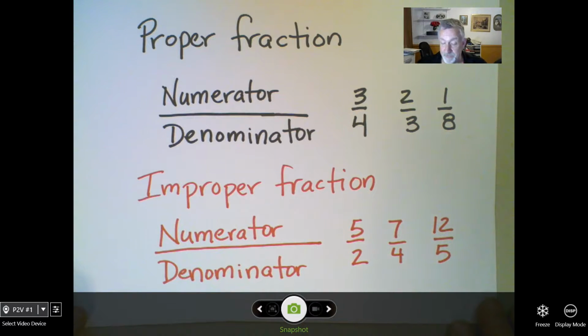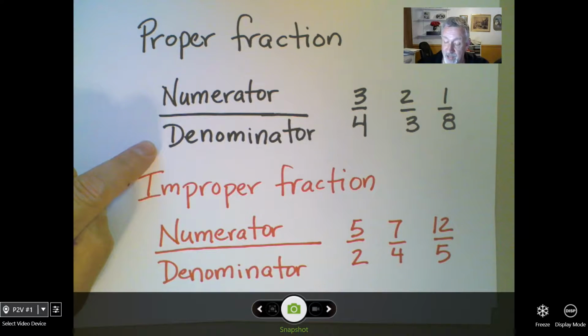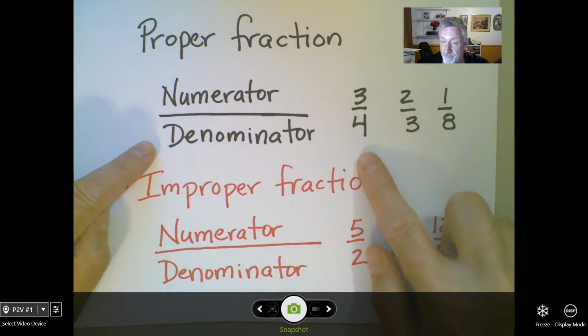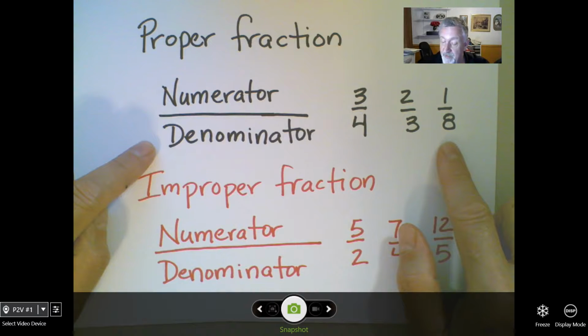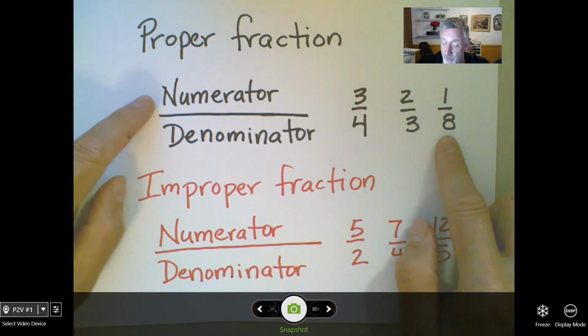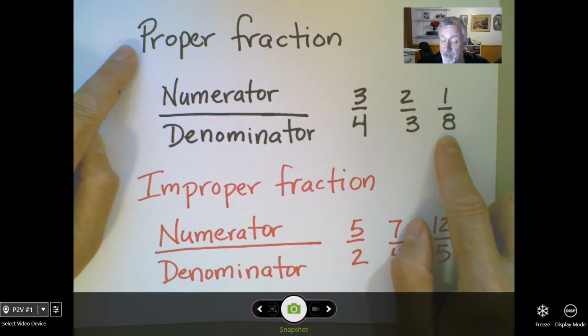As we go into types of fractions, we have 3 types. The first one is a proper fraction. A proper fraction has a numerator numbering the pieces over the denominator determining the whole, and in a proper fraction the numerator is always smaller than the denominator. So we have some examples here. 3 out of 4, 2 out of 3, 1 out of 8. In every one of these examples, the numerator is smaller than the denominator. Therefore, this is considered a proper fraction.